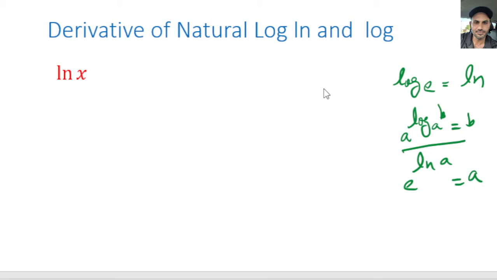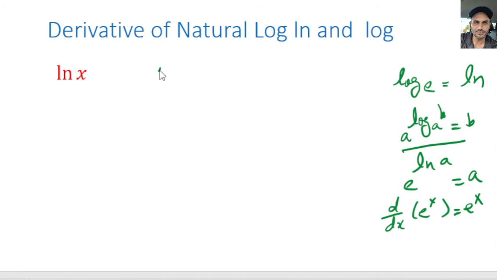And the other thing that we have to know is the derivative d over dx of e to the x equals e to the x. Okay, so now we know these properties. We can go ahead and take the derivative of this natural log of x.